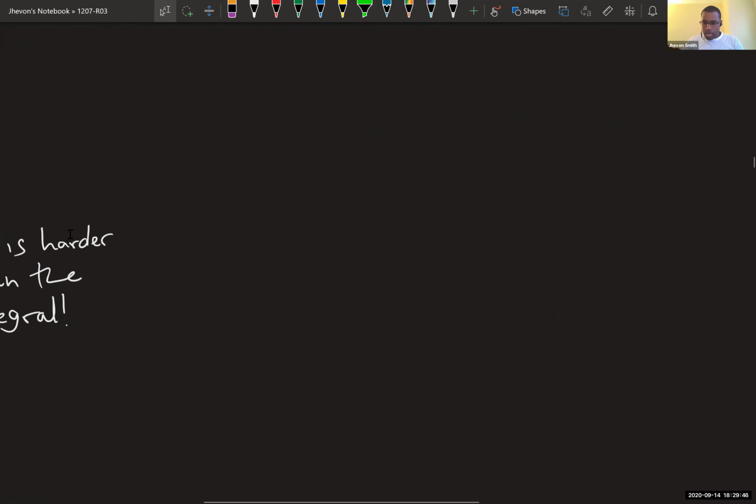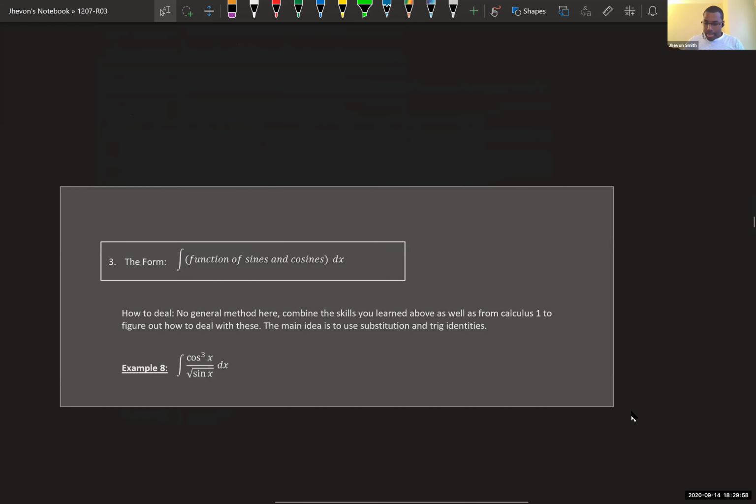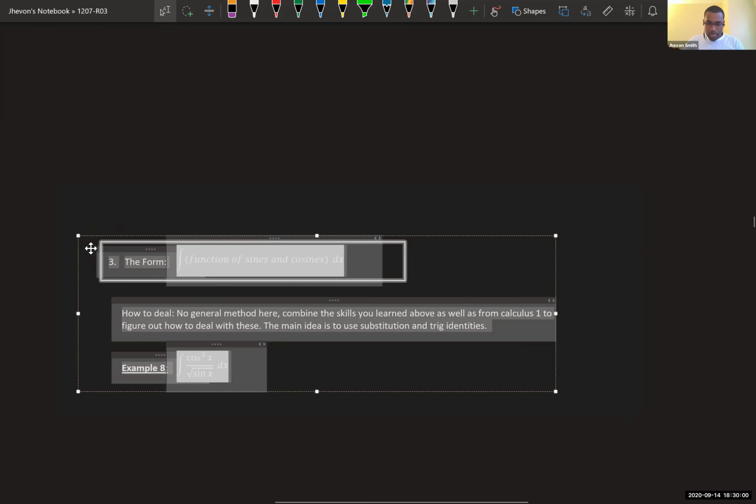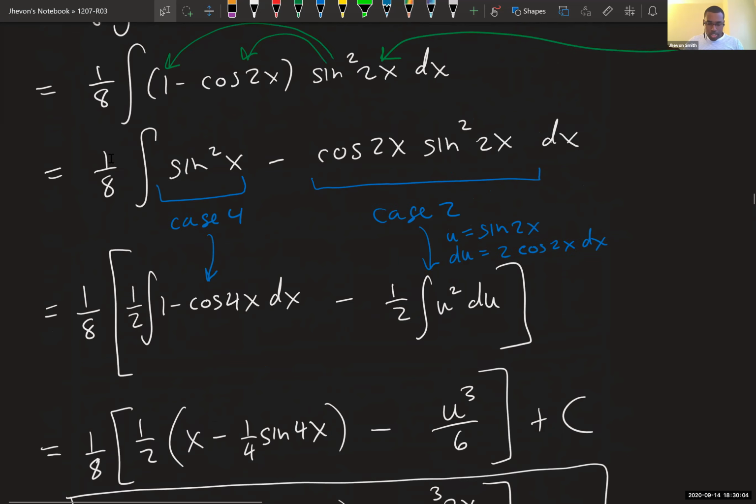Was that all the examples for case 4? I think so. Okay, let's find the others. Yeah, so that's all the combinations of sine and cosine, at least for integer powers.